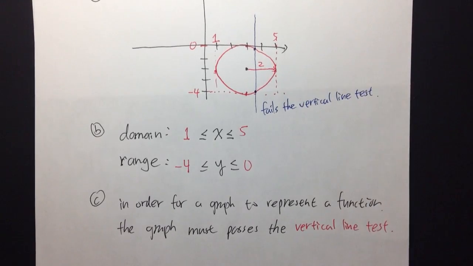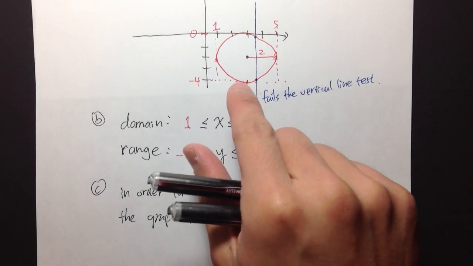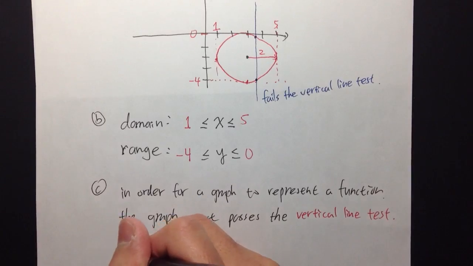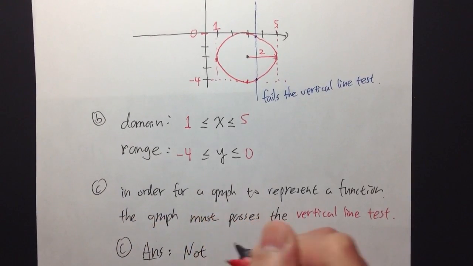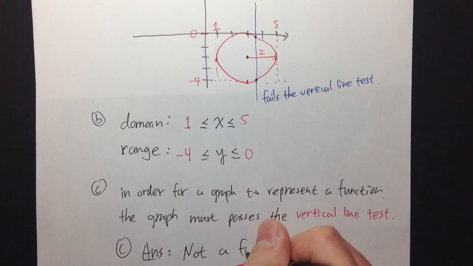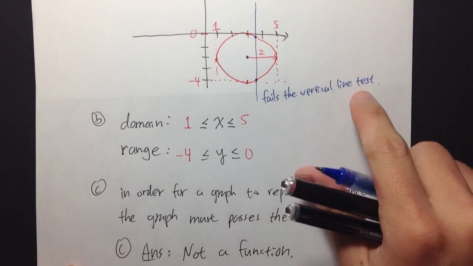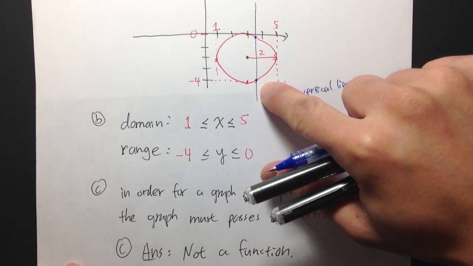Okay, so in that case, this relationship, this graph, does not represent a function. So the answer for part C is not a function, because it fails the vertical line test, because the vertical line touches the graph more than once. Okay?